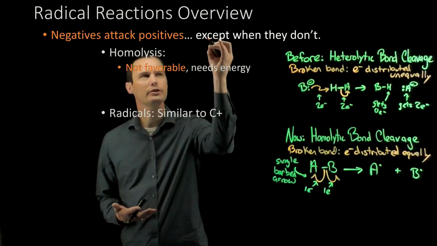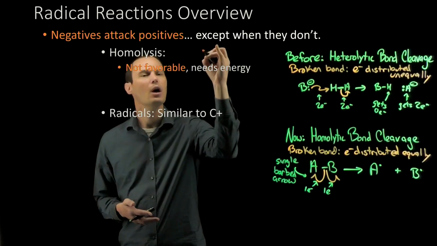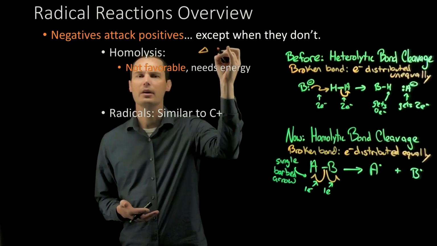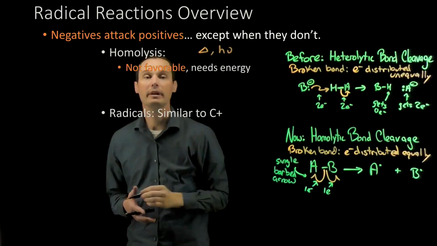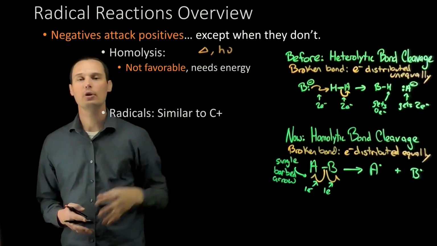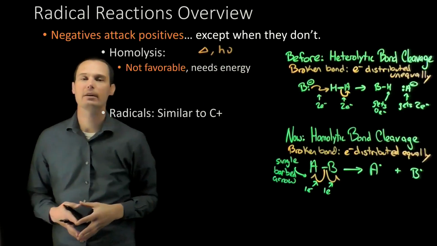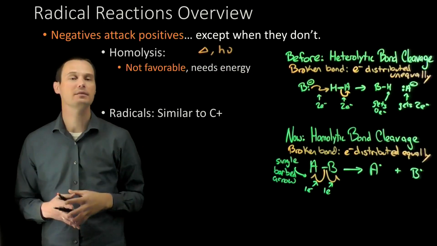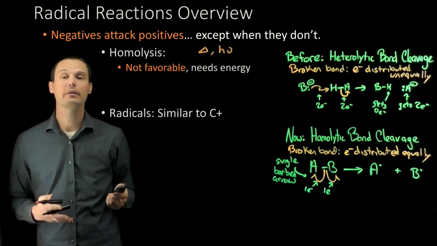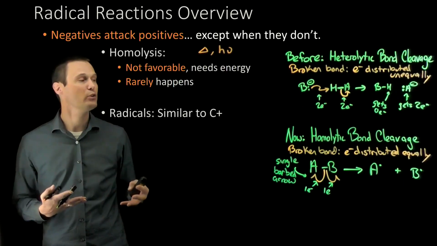When we input energy into the system, there's a couple of ways we can do this. One of the ways is to add heat. Another of the ways is to add light. What we need to do is add energy. We can either add thermal energy in the form of heat or electromagnetic energy in the form of high energy photons or light.